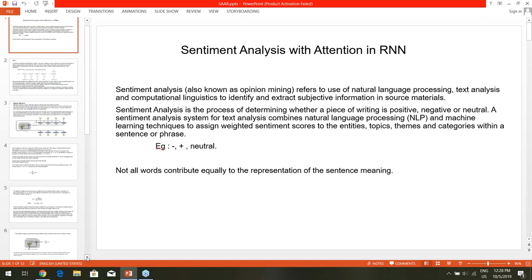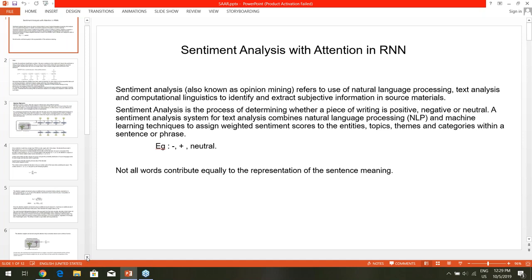Today's topic is sentiment analysis with attention in RNN. Sentiment analysis refers to the use of natural language processing, text analysis and computational linguistics to identify and extract subjective information in source materials. Sentiment analysis is the process of determining whether a piece of writing is positive, negative, or neutral, what the text means.